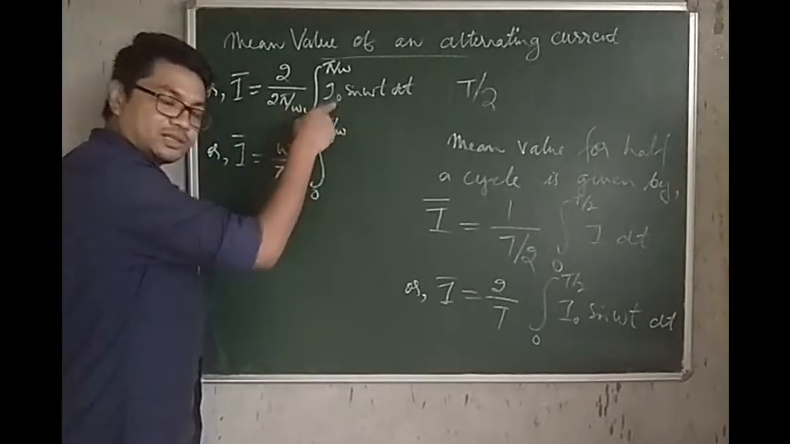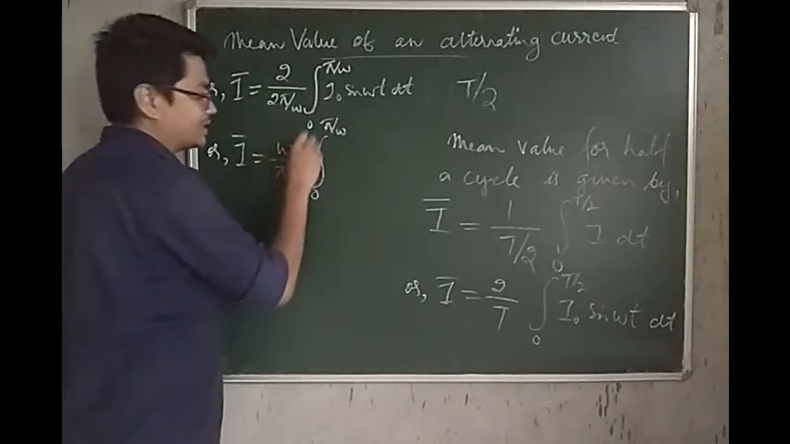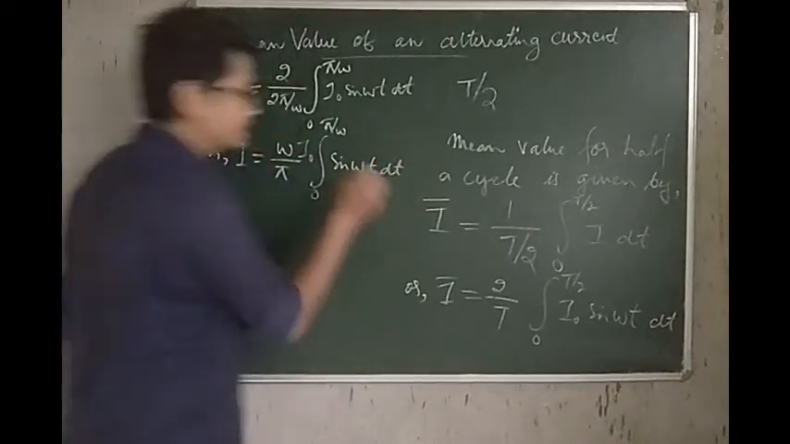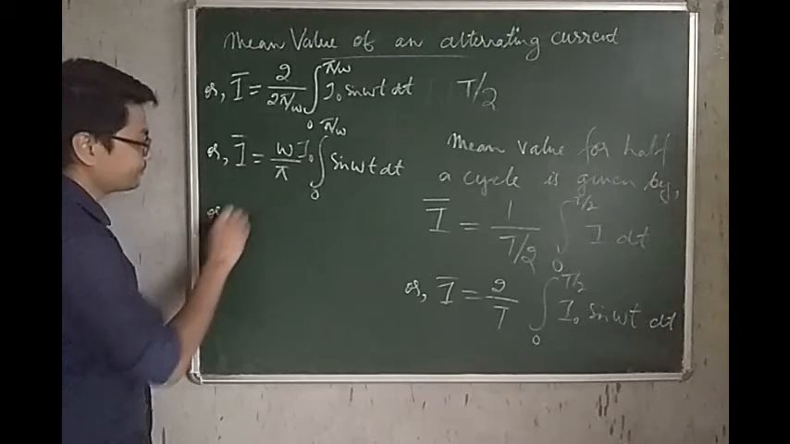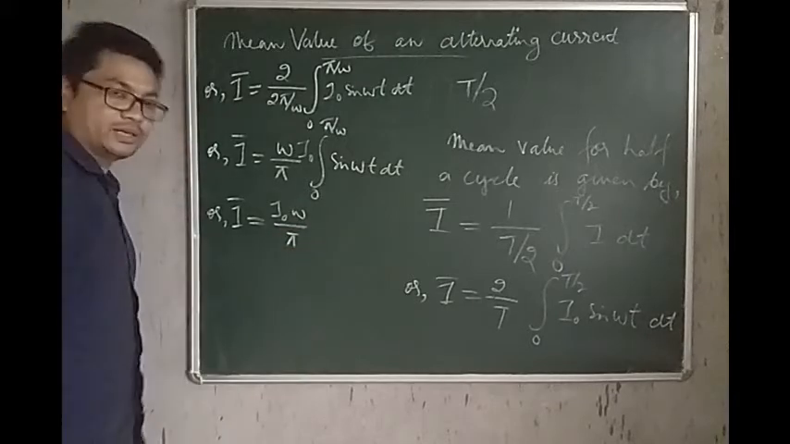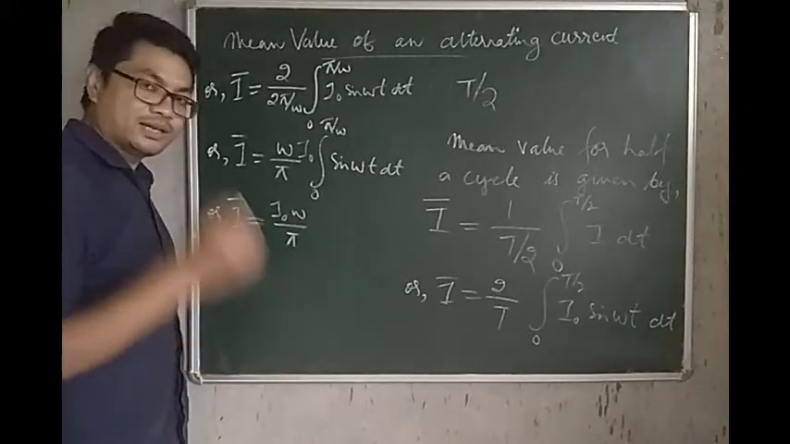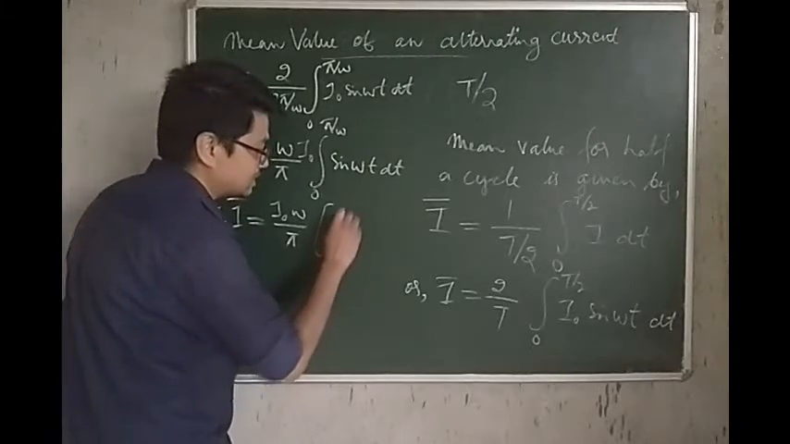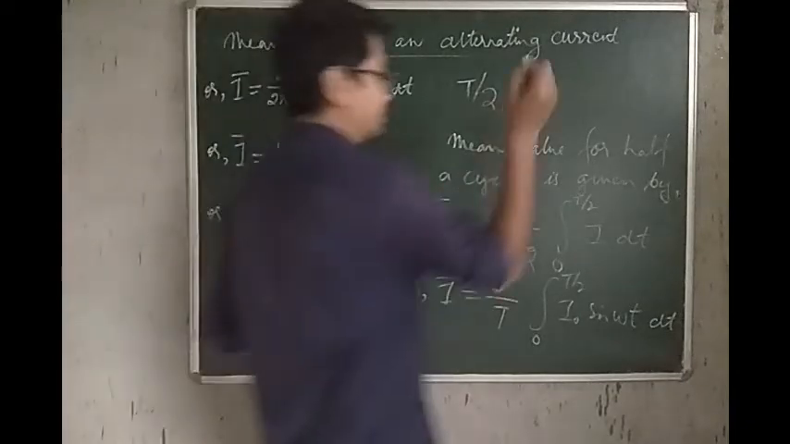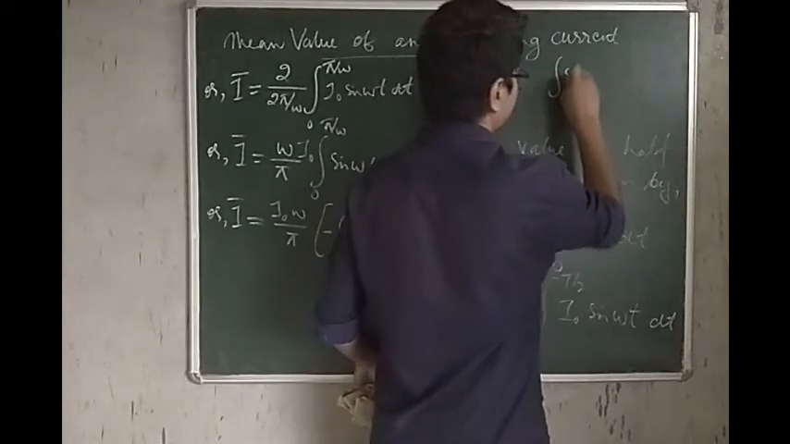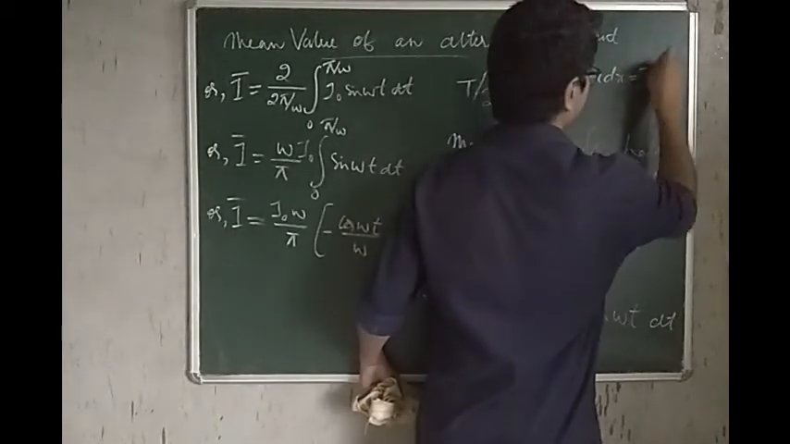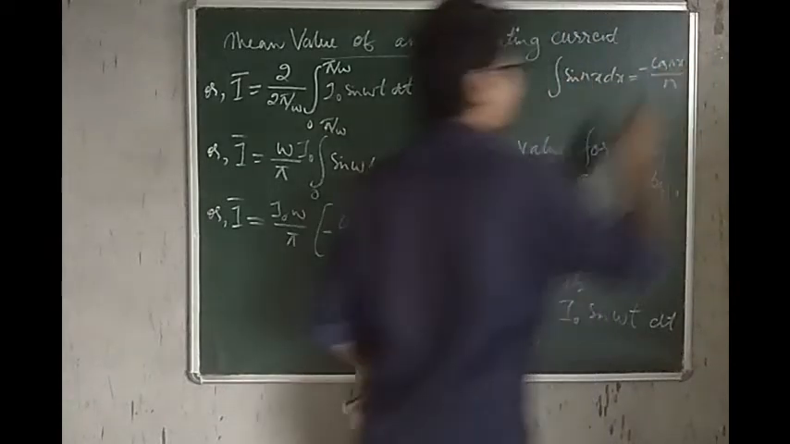Since I naught, the peak value of the current, is a constant, I take it out of the integral straight away. So we need to integrate sine omega t dt. So I bar comes out to be I naught omega by pi. Now the integration of sine theta is minus cos theta. So we get minus cos omega t divided by omega, because, mind you, the integration of sine nx is minus cos nx divided by n. Don't forget.